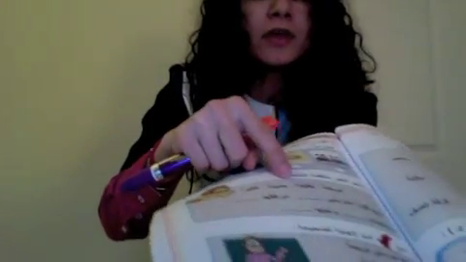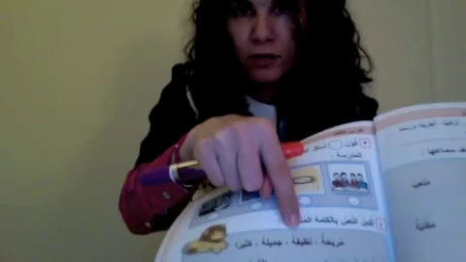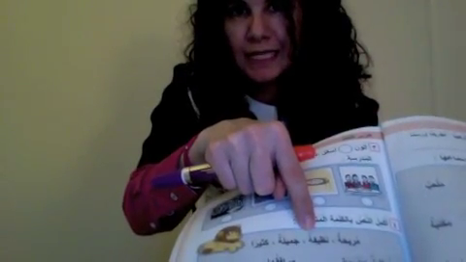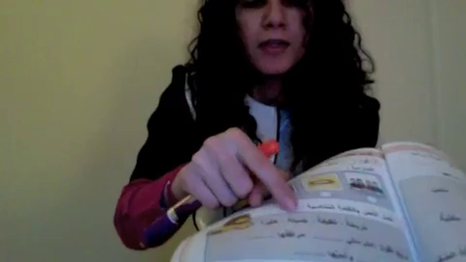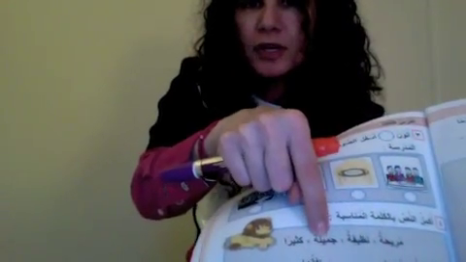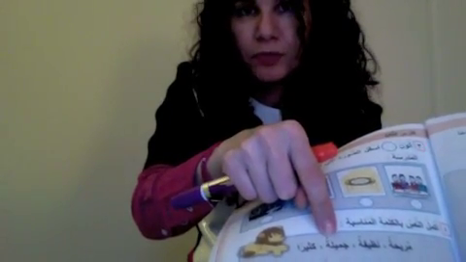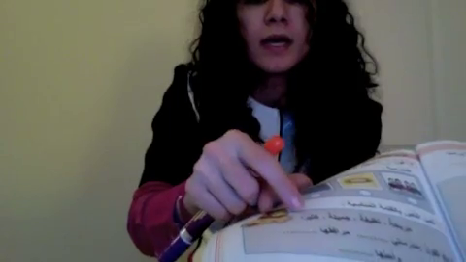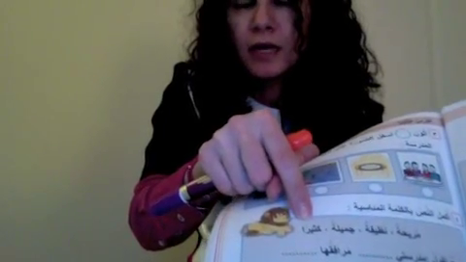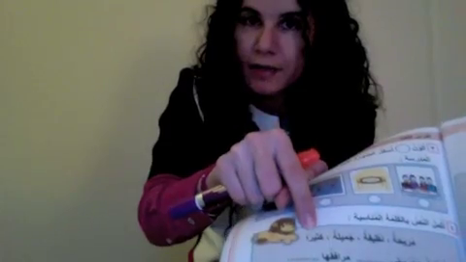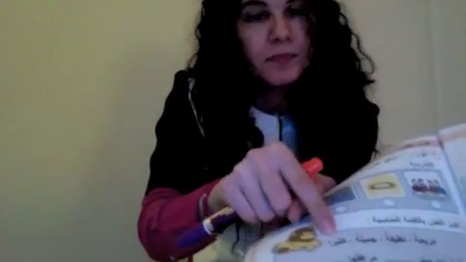Second word is nadhifatun. It means clean. Then jamilatun. It means beautiful. Kathiran. That means a lot.